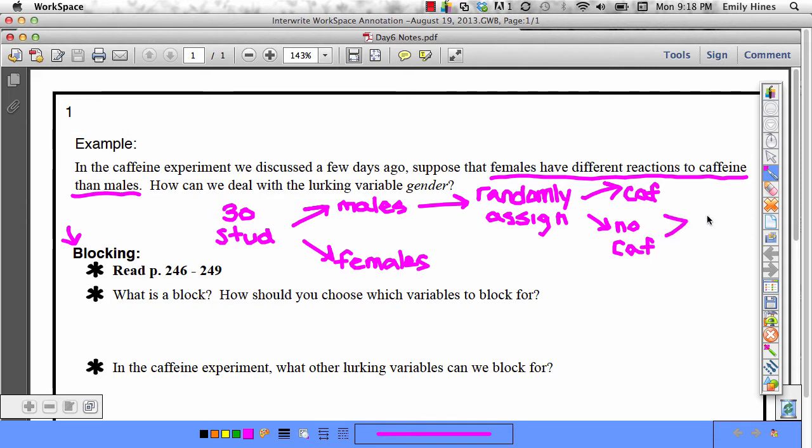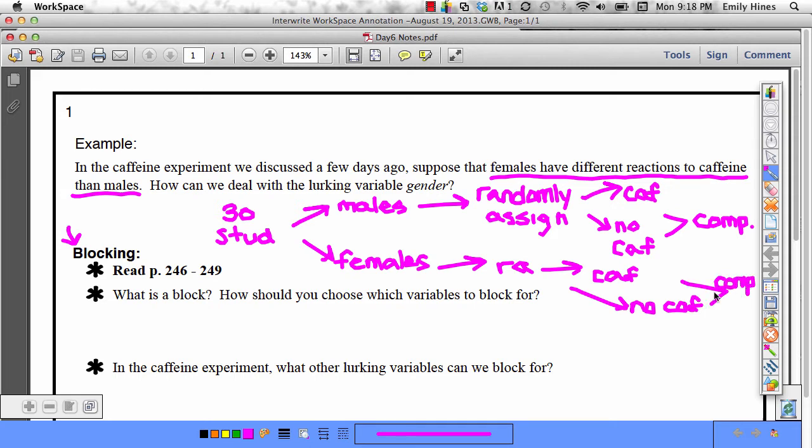And then I would compare the results of the treatments for the males. Likewise, I would do the same thing for the females. I would randomly assign them to either caffeine or no caffeine, and I would compare the results of the females. This is called blocking, and knowing that there's a difference between males and females, it allows me to compare the results in the male group and compare just the results in the female group and see how it affects males and how it affects females.